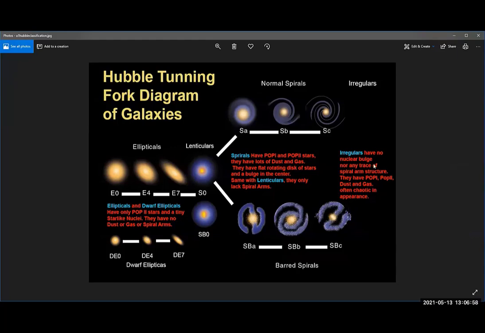And if you see something weird that you can't possibly classify, irregulars. Lenticulars look a lot like these guys. They just don't have spiral arms. And these guys speak for themselves. They're just elliptical. You should be able to see right through the elliptical galaxies. All right.